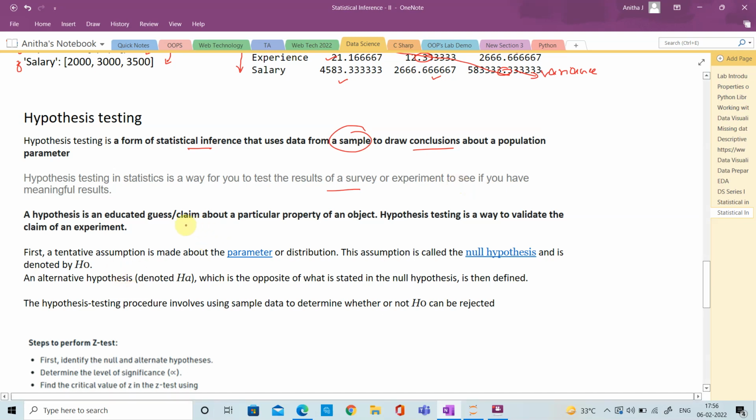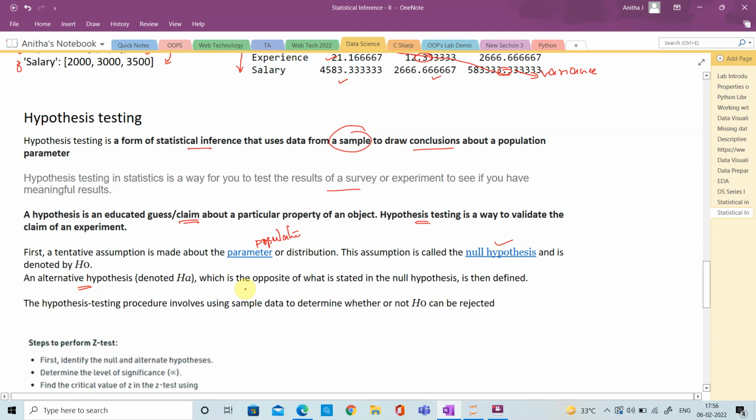So hypothesis is nothing but a claim about a particular property. Hypothesis testing is nothing but validating that particular claim of the experiment. When you write the hypothesis, that is the claim. There are two types of hypothesis: one is called the null hypothesis and another is called the alternative hypothesis. The null hypothesis is the assumption about the population parameter, that means an assumption about your population. And the alternative is the opposite of the null hypothesis.